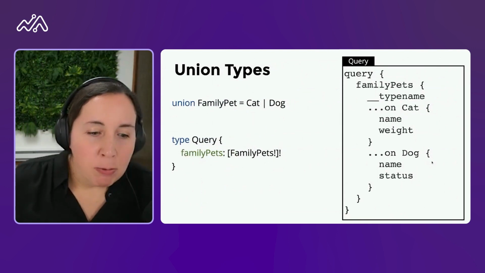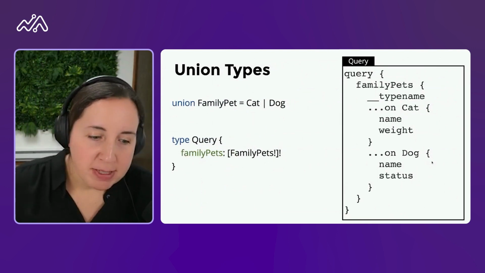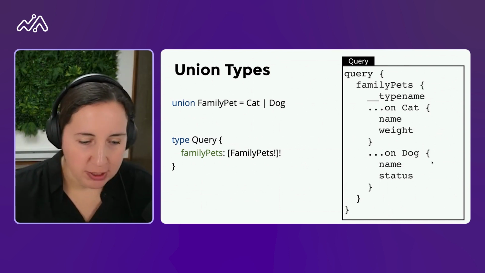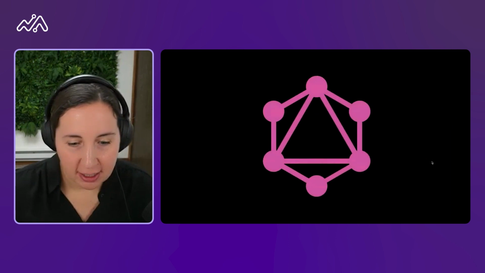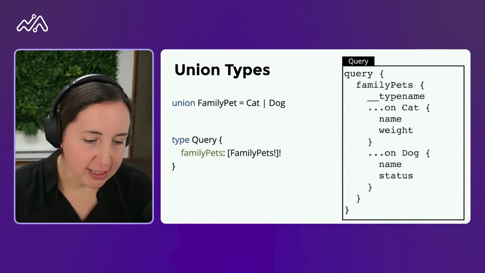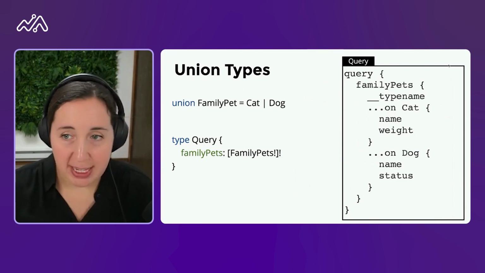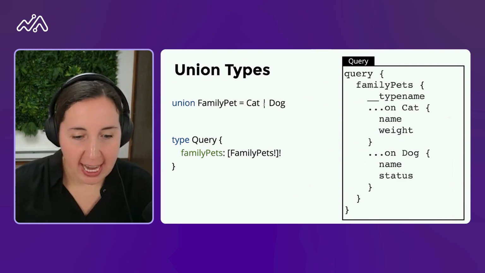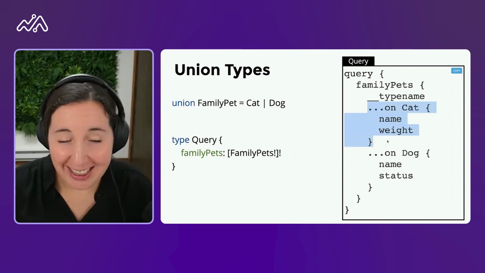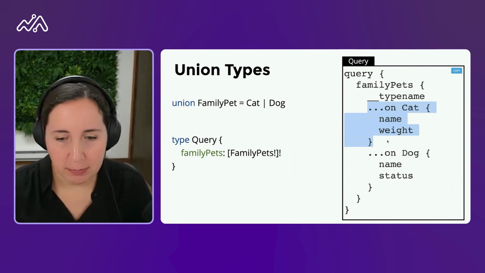Similarly, we may want to create some union types inside of our schema. So we have our union called a family pet, which is either a cat or a dog. And then we may have other types of unions for different types of pets. And we define this by just adding a pipe between the different types. And then when we query, we're going to use an inline fragment to make this work.